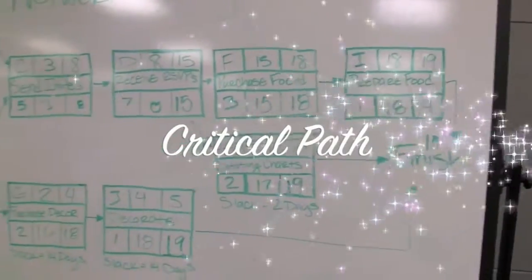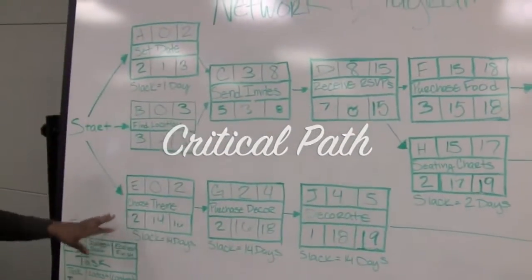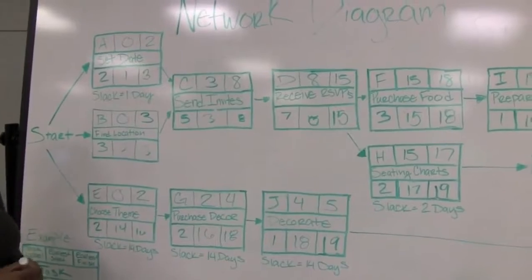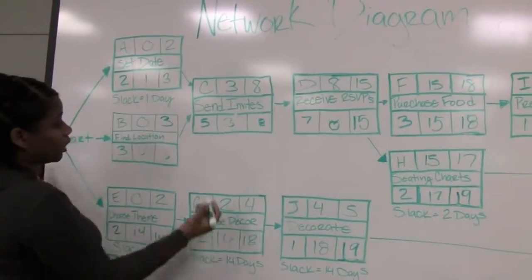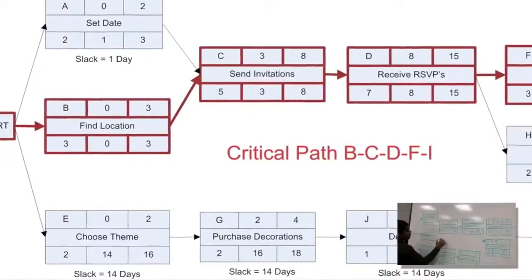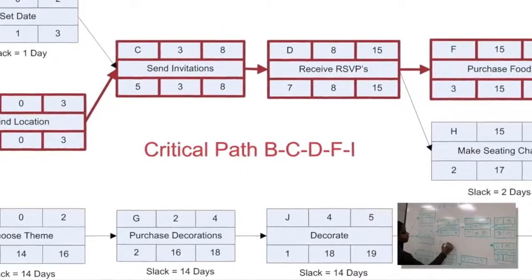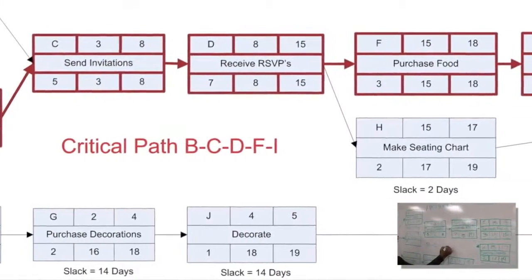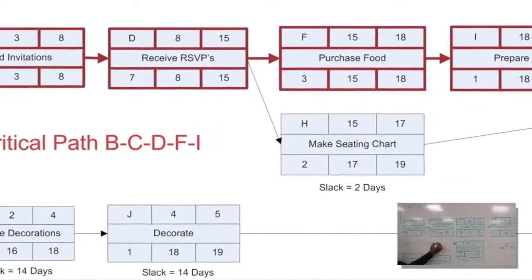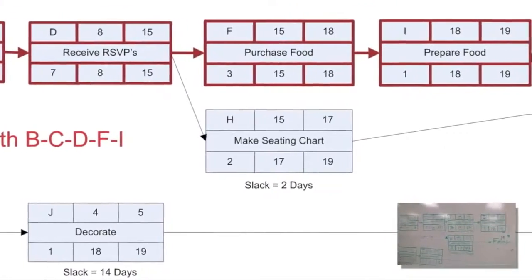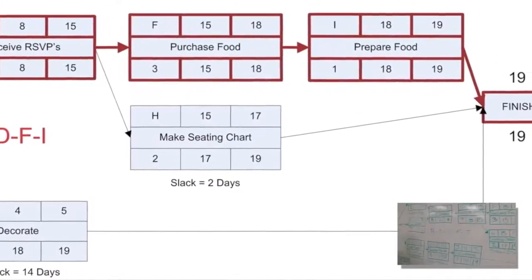Now, to determine the critical path, any task that does not have slack would be on our critical path. So our critical path for this project would be B, C, D, F, and I, which have no slack.